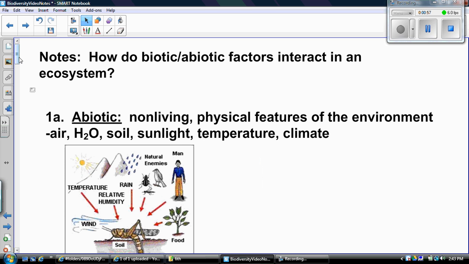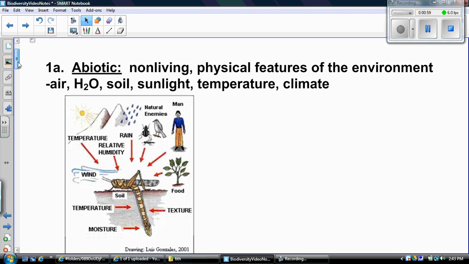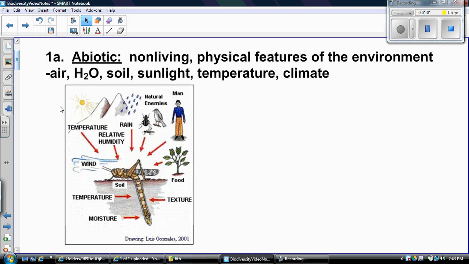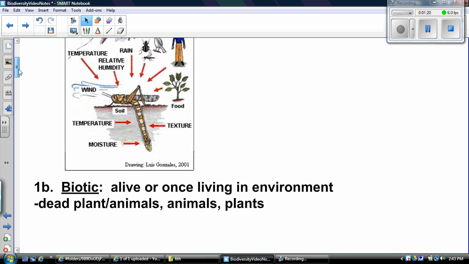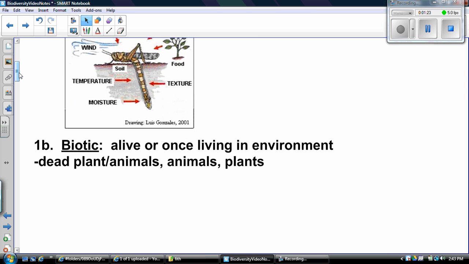Okay, so let's take a look at abiotic and biotic parts of an ecosystem. Abiotic is anything that is non-living. These are the physical features of an environment, like air, water, soil, sunlight, temperature, climate. Those are all abiotic factors. Biotic factors are all the living or once was living parts of the environment. So that can include animals and plants and dead plants and animals.